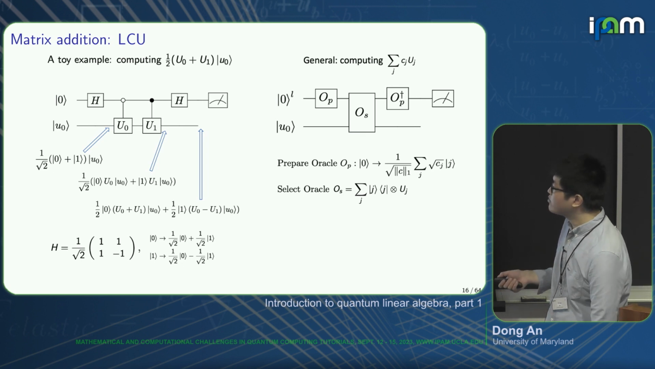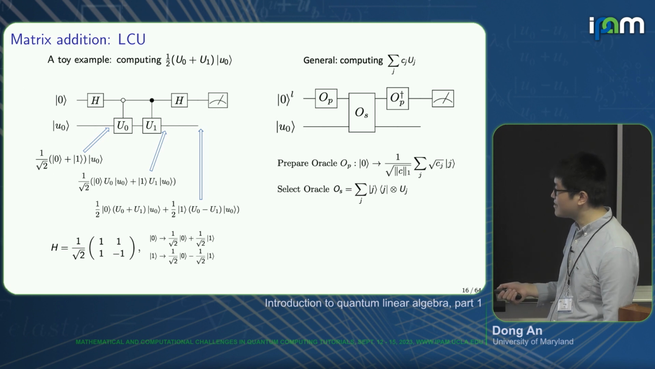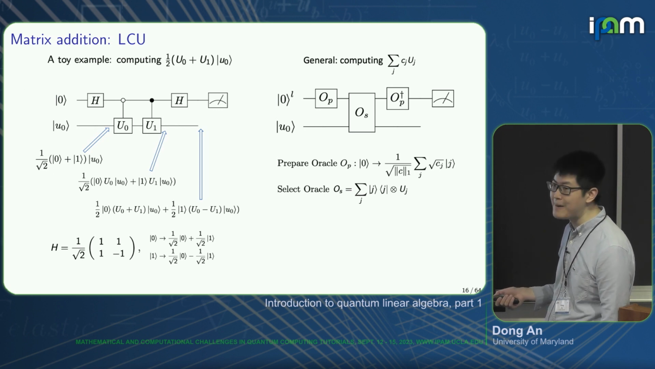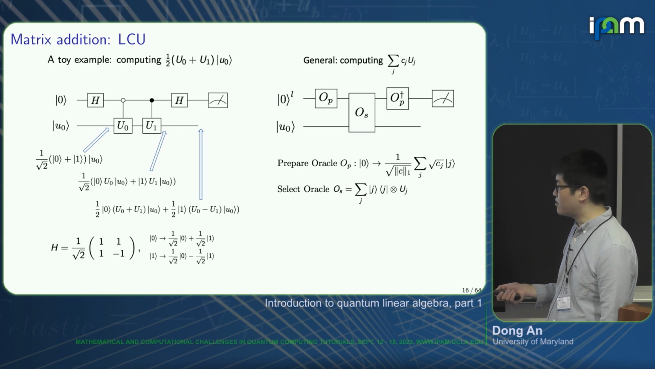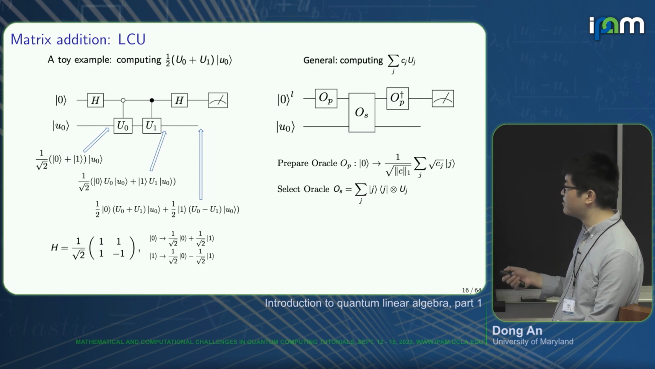And then what we will do first is apply the so-called Hadamard gate on the ancilla qubit. The Hadamard gate is a 2x2 matrix specified here: 1, 1, 1, -1 divided by square root of 2. You can check that this is a unitary matrix, and it maps the zero basis state to a uniform superposition of 0 and 1, and maps 1 to 0 minus 1 divided by square root of 2.